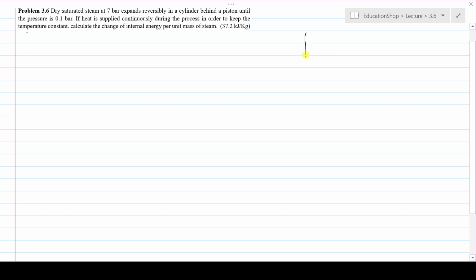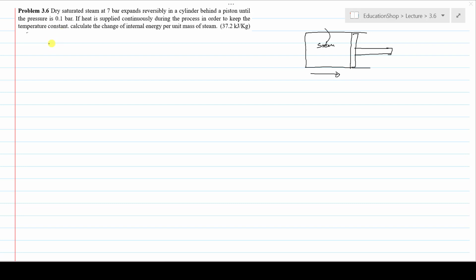This is, let's say, a cylinder. Inside this cylinder there is a piston, and inside the cylinder there is steam. The steam is initially dry saturated, then expansion takes place and work is done by the steam, and then the steam goes from dry saturated steam to superheated steam.